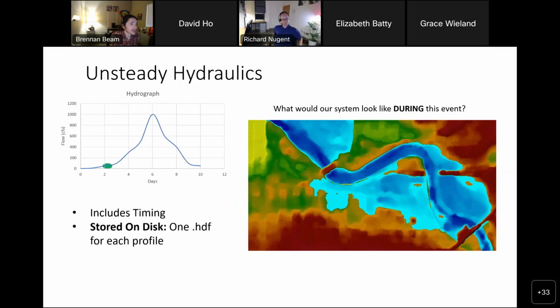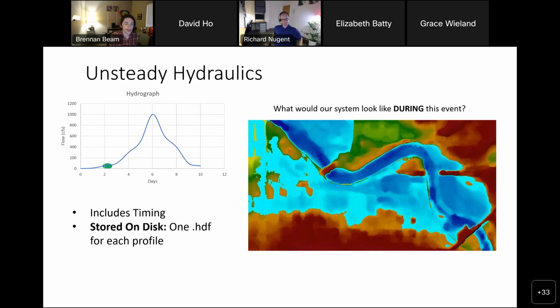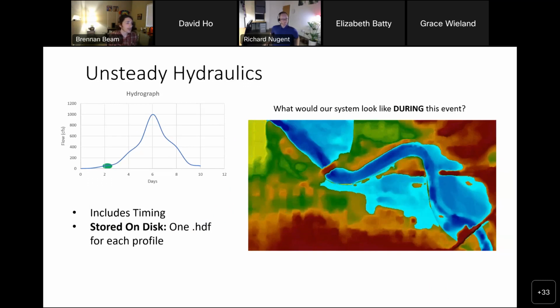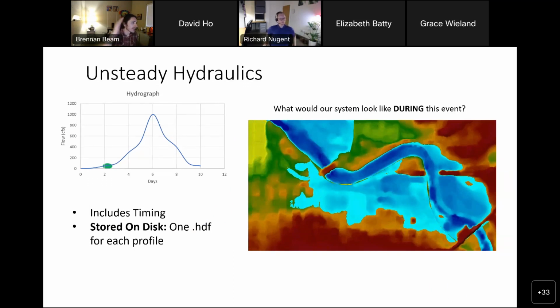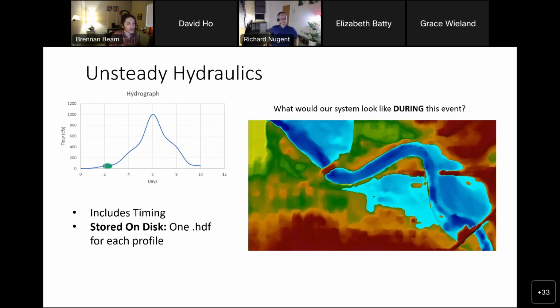The counter to the steady state model is the unsteady state, which should be much more intuitive, I hope. In this one, we actually simulate a river rising and falling. We have some kind of event that we are simulating through our model. It's great.